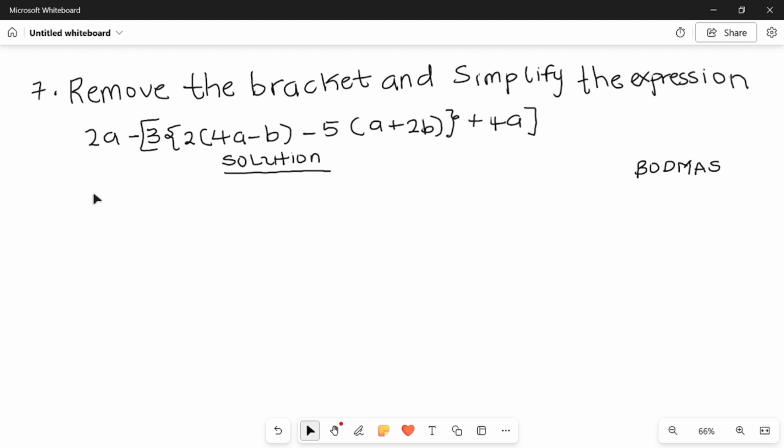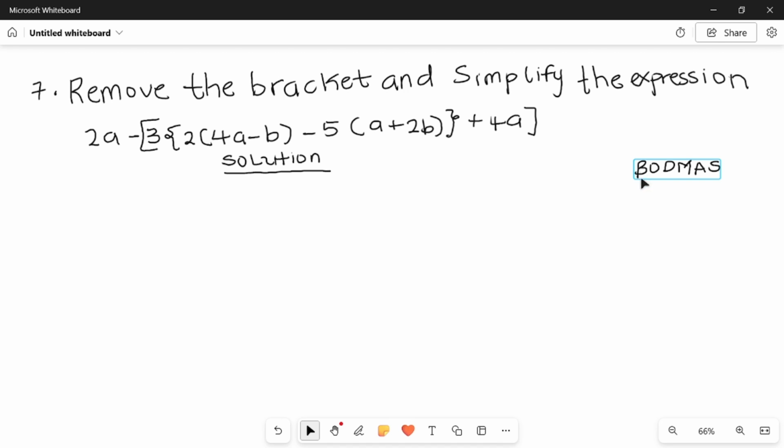So we use the knowledge of BODMAS to remove the bracket and simplify the expression. BODMAS simply means bracket, of, division, multiplication, addition and subtraction. So if you are given an expression like this, you check for the ones that are inside the bracket.